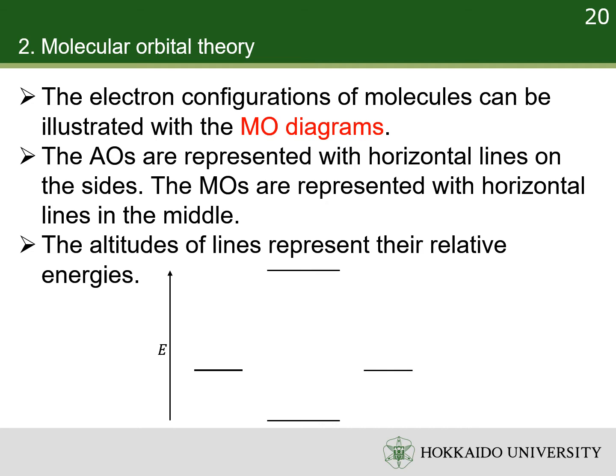Here, we use the hydrogen molecule as an example. The atomic orbitals are the 1s orbitals of the hydrogen atoms. They have the same energy. The bonding orbital has a lower energy, while the antibonding orbital has a higher energy.